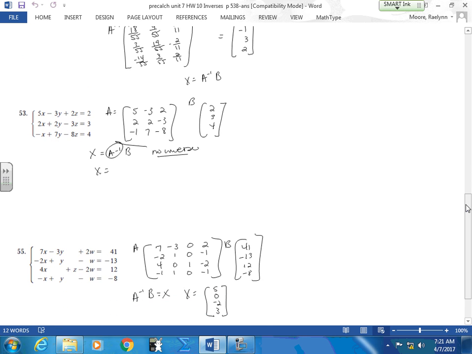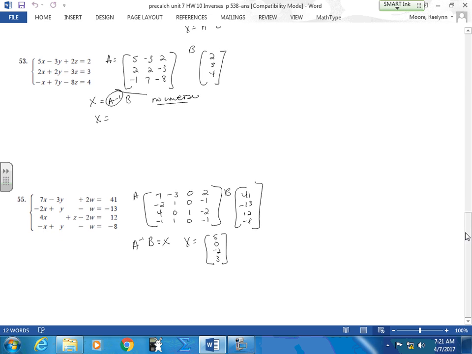This one has no inverse. The original one itself has no inverse, so you can't solve this using inverses. Doesn't mean that you might not be able to solve it. It just means that it doesn't have an inverse. Chances are it can't be solved. And this guy, A to the negative 1 times B, gives you your solution. Just another way to solve the systems of equations.